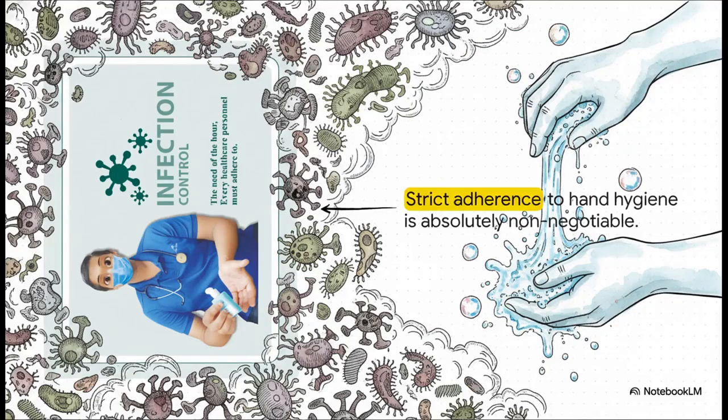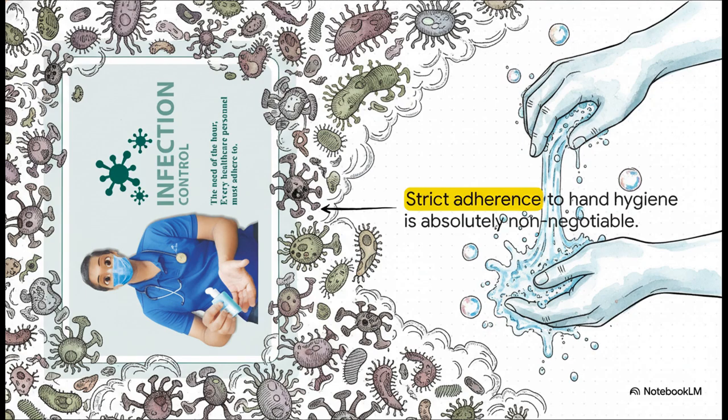So how do these bugs actually get to these vulnerable patient sites? Well, mostly through us. Since the contaminated hands of healthcare workers are the main source of transmission for these multi-drug resistant organisms, strict adherence to hand hygiene is absolutely non-negotiable. It's literally the single most effective method for infection prevention and control.